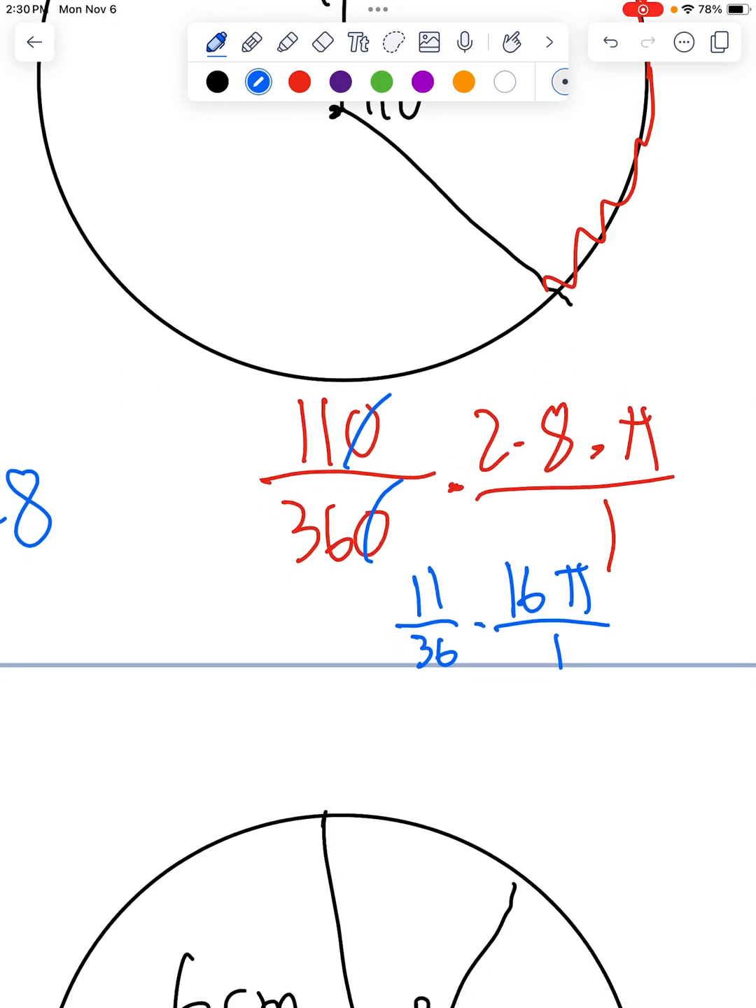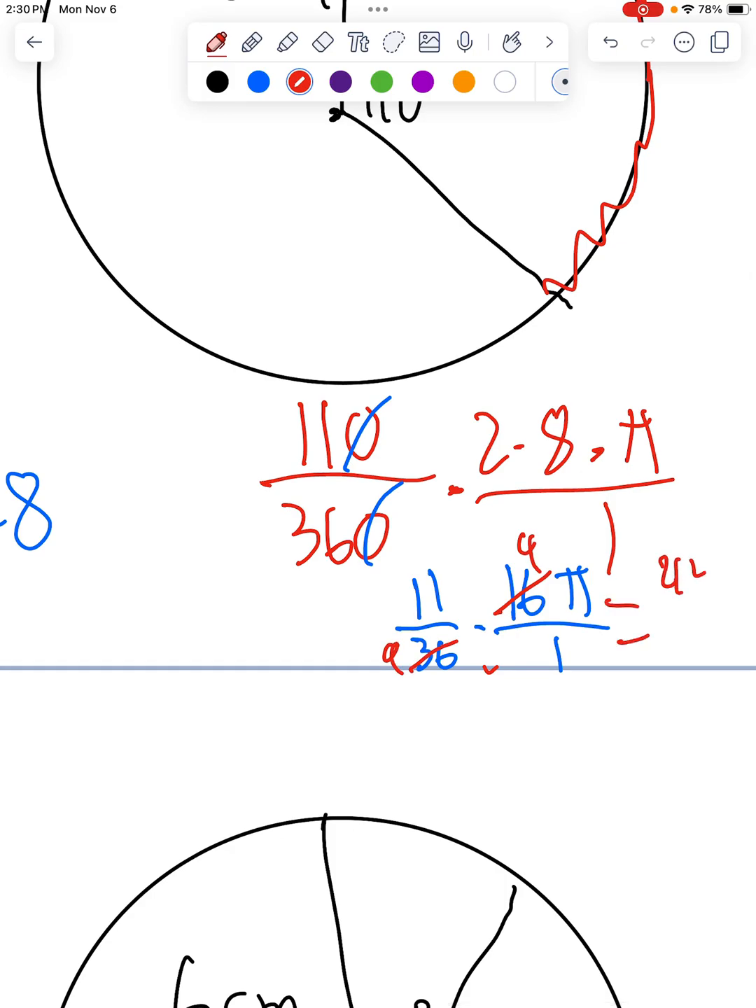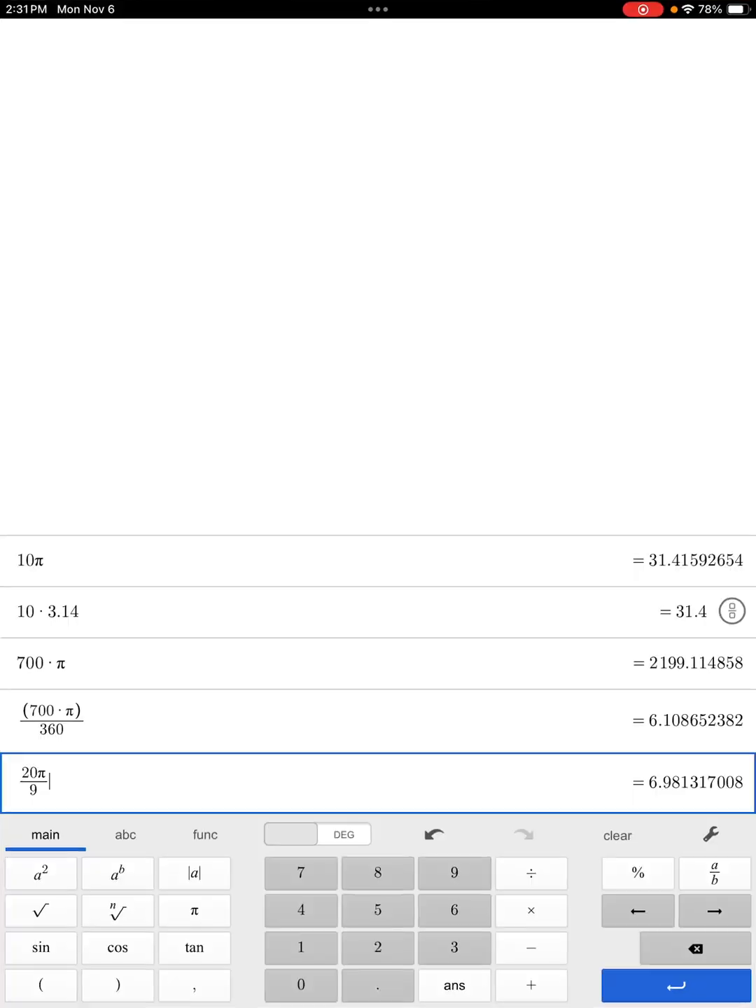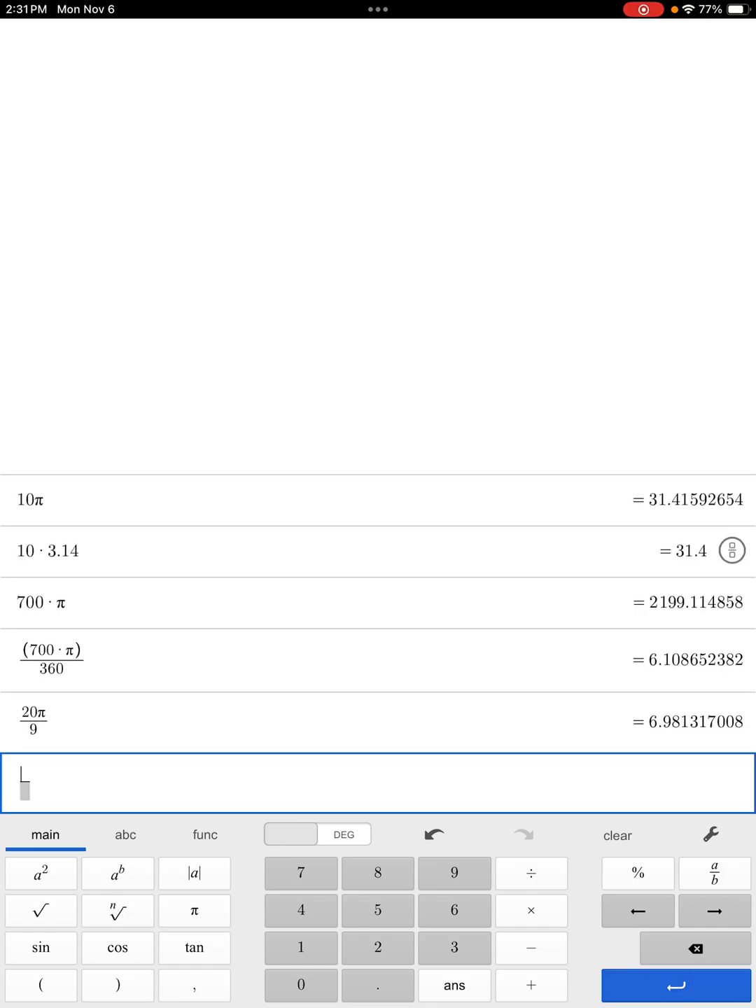And I'm going to say, all right, 16 and 36, do they have anything in common? They do. They both can be divided by 4. So I'm going to reduce, again, 4, 9. So now I have 44 pi over 9. And if I wanted to get a decimal, again, I could use my calculator. 44 pi divided by 9, 15.36.